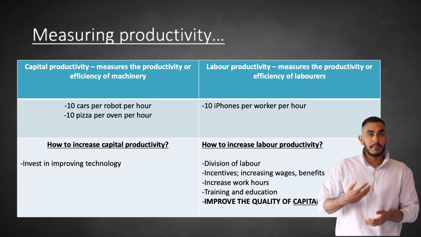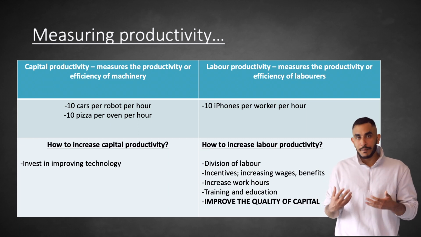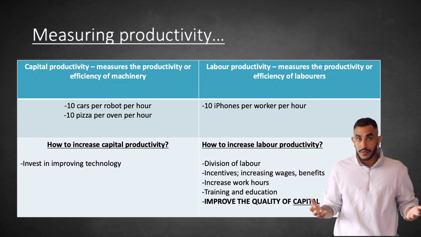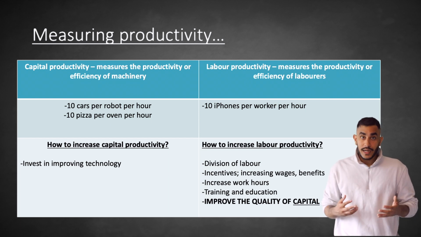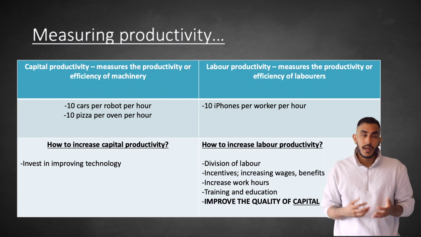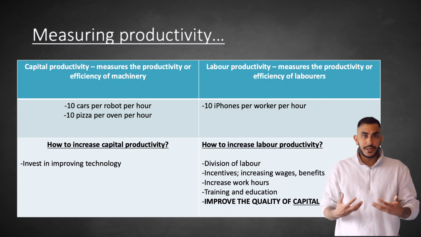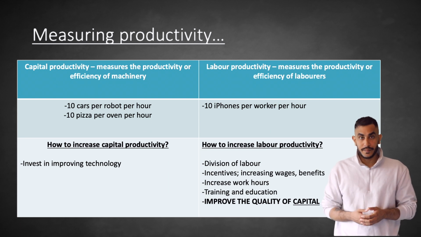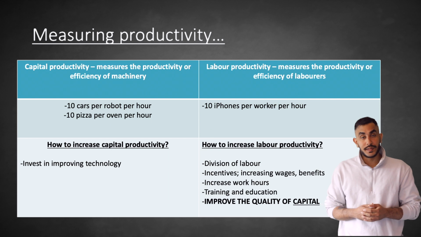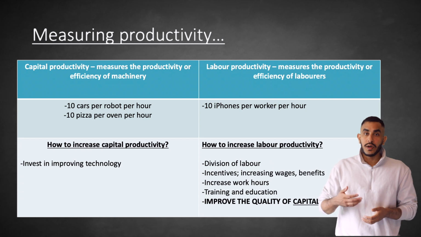As mentioned before, we can measure the productivity of different factors of production. An example of measuring capital productivity might be 10 cars produced per robot per hour in a car plant, or 10 pizzas produced per oven per hour in a pizza factory. So how do we increase capital productivity? The answer to that question is investing in technology and improving machinery so that machines can produce more goods using less energy. We can also measure labor productivity. An example of this might be an iPhone worker produces 10 iPhones per hour.